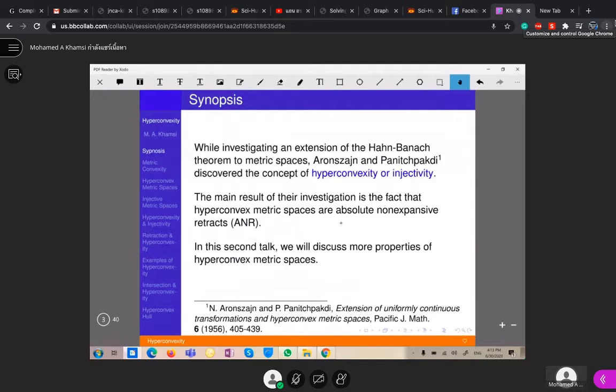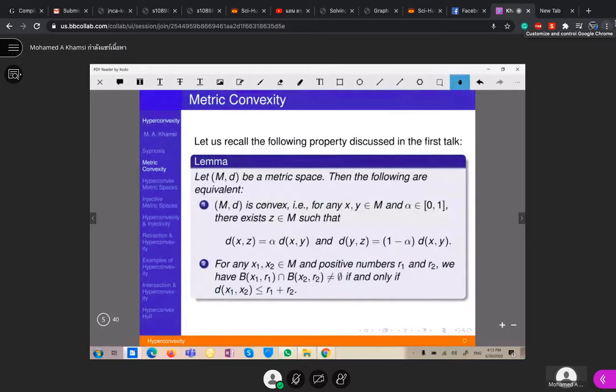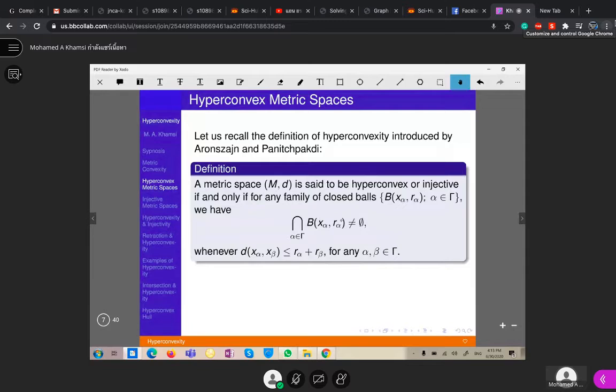So first, let us discuss some of the properties. Here is the definition. Sorry, I should have given you this definition. This is the concept of metric spaces which are hyperconvex. So what do we have? We have a collection of balls, as you can see here, and we are concerned about the intersection of this collection of balls. So it's an intersection property, basically.